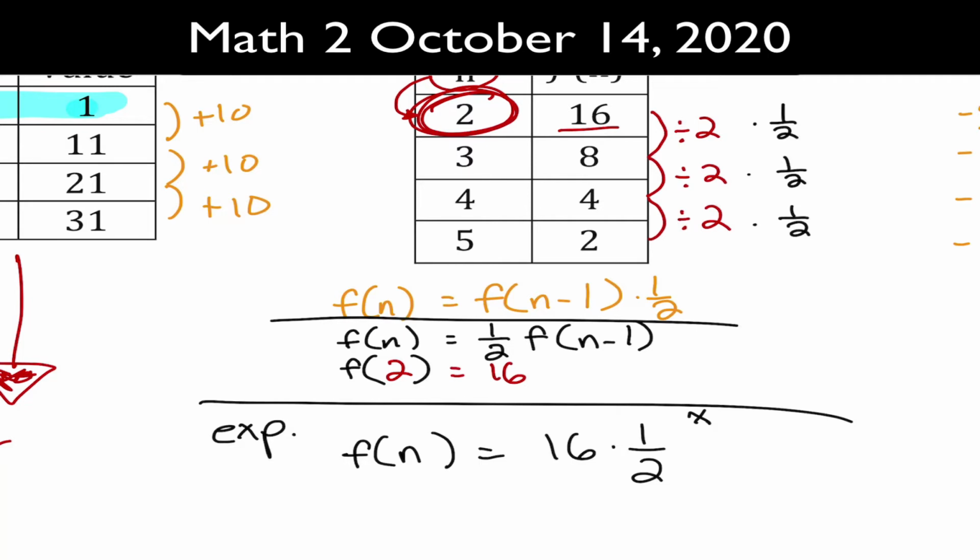I'm not going to give you the rest of it now. Press pause real quick and see if you can figure out what else you would put in your exponent here. So I have f of n equals 16 times 1/2 to the x, and then figure out something that will work here. Pause it real quick.